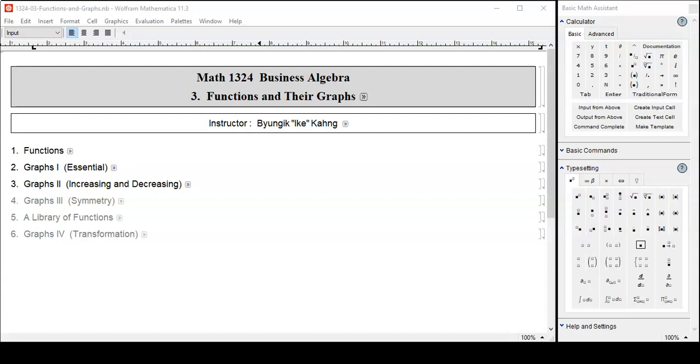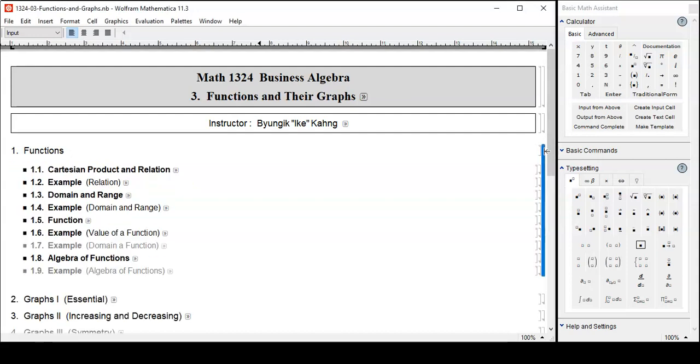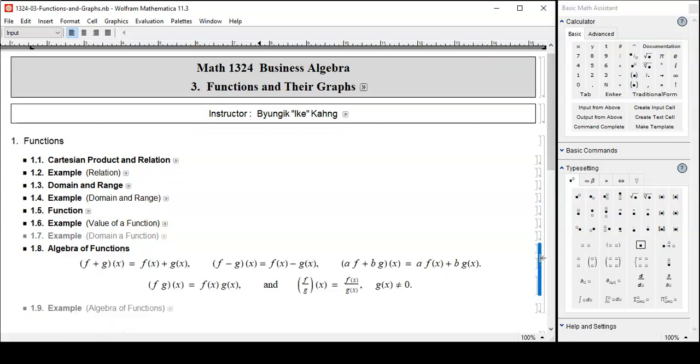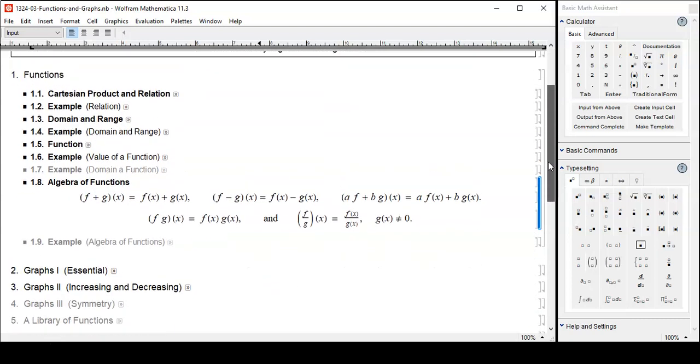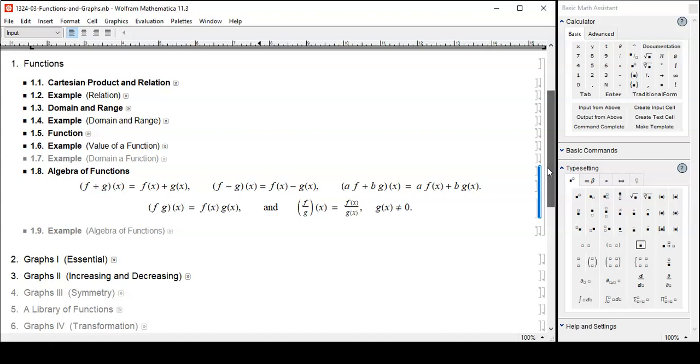Hello students, welcome back. In the previous videos, we talked about relations and then functions. Now let's do some algebra of functions. Let's do some algebraic operations such as addition, subtraction, multiplication, division, things like those.